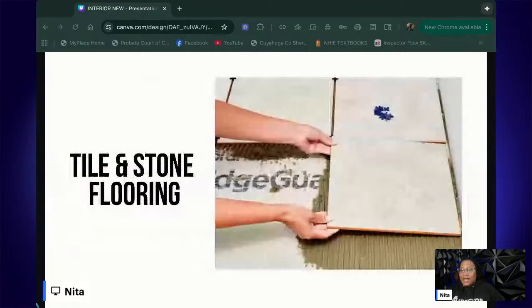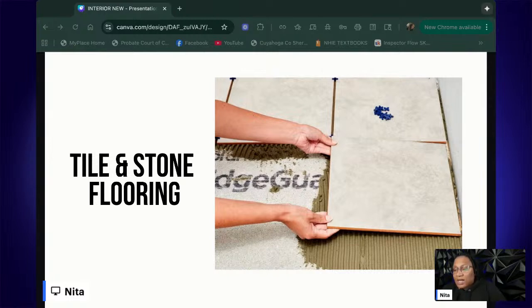Next, we've got tile and also stone. So these are your rigid and very durable coverings. You find these in your kitchens, bathrooms. You can have these on the wall too. You can have tile that goes up your wall a lot of times in the bathroom.